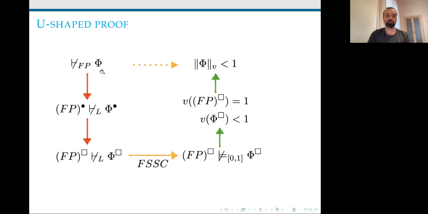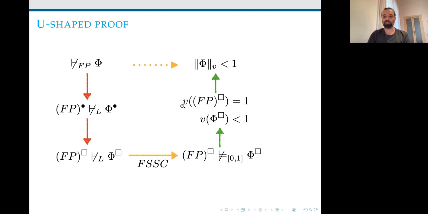So the fact that phi is not a theorem translates in Lukasiewicz language into the fact that the theory FP box, which is finite, does not prove phi box. And then, yes, you can use the completeness, the standard completeness of Lukasiewicz logic with respect to the real unit interval [0, 1], the standard algebra, to find a model V, so an evaluation that makes FP box true, but makes phi box false, okay?